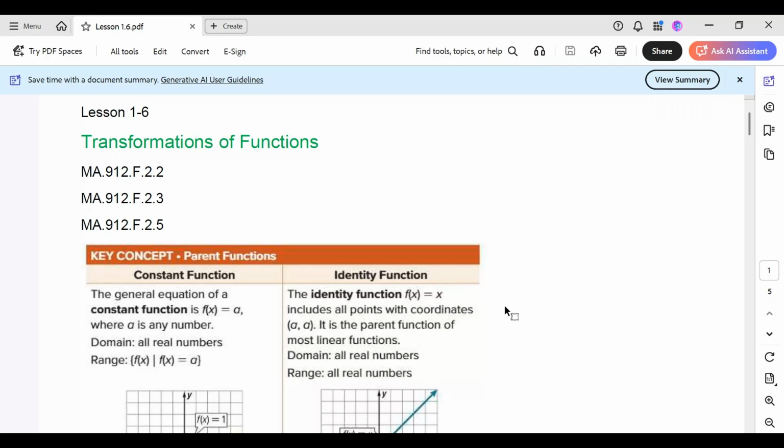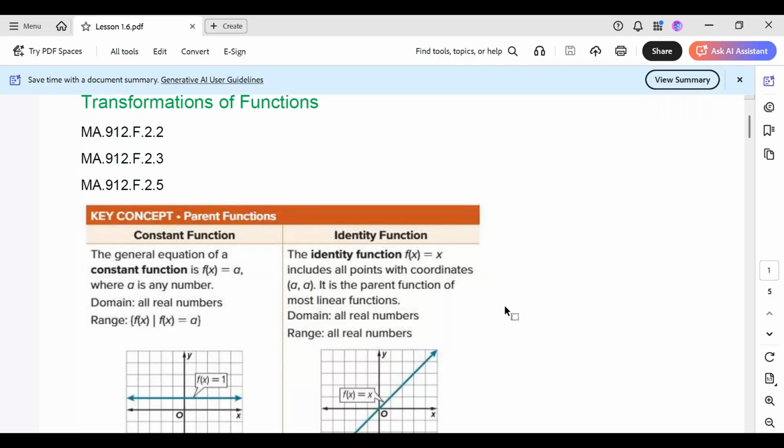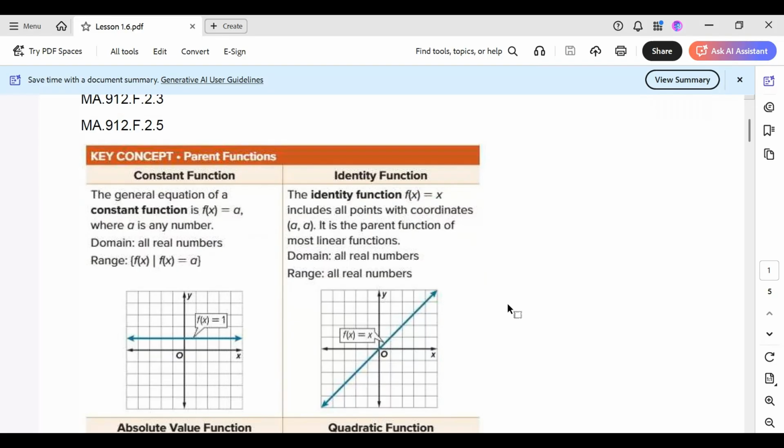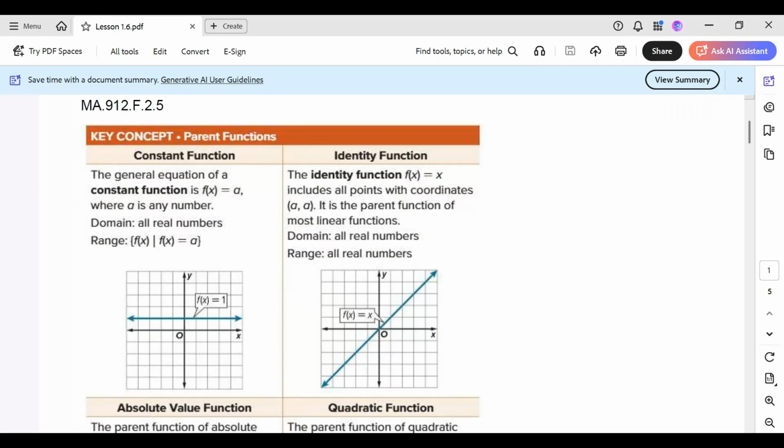Lesson 1-6, Transformations of Functions. It's MA.912.F.2.2, 2.3, and 2.5. So some key things about 1.6 in transformations. We have parent functions. Parent functions are our base graphs that we have.